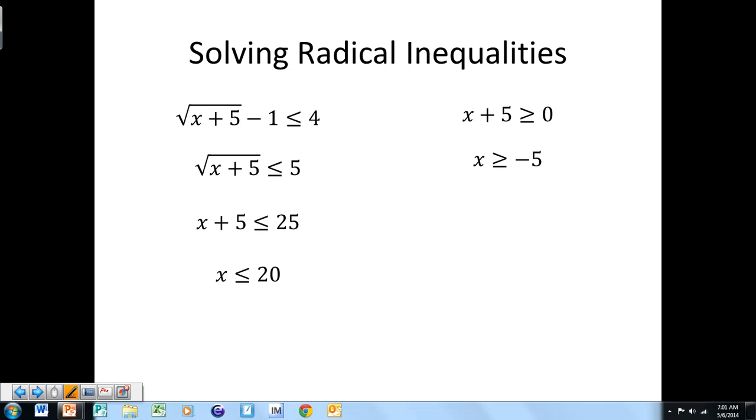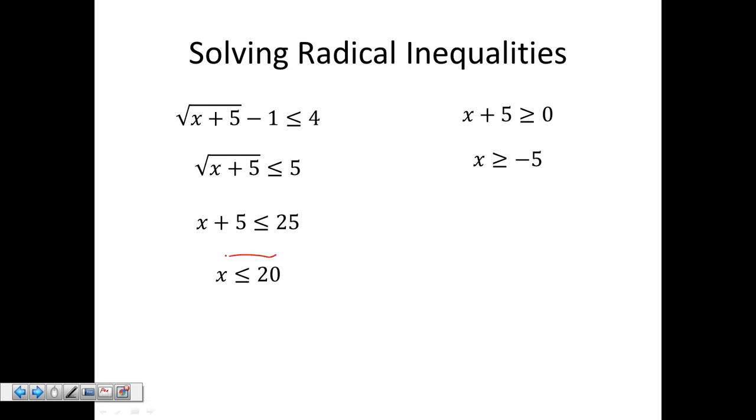Now I really have to check and see, do these two solutions work together? Are they arguing? Are they getting along? Can I come up with a solution where x is both less than or equal to 20 and greater than or equal to negative 5? And it turns out that yes, these get along great. I'm going to write these as one solution though, where negative 5 is less than or equal to x is less than or equal to 20. And that's going to be my solution.